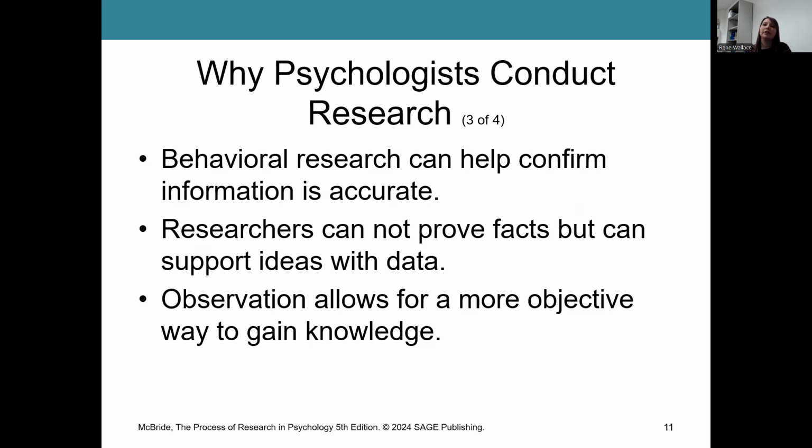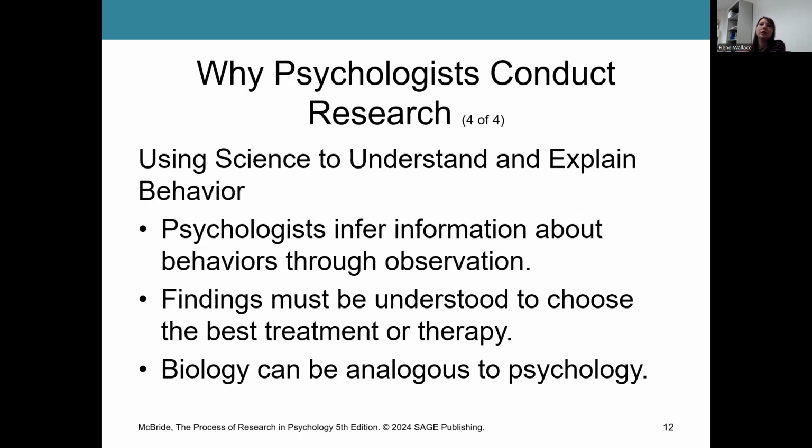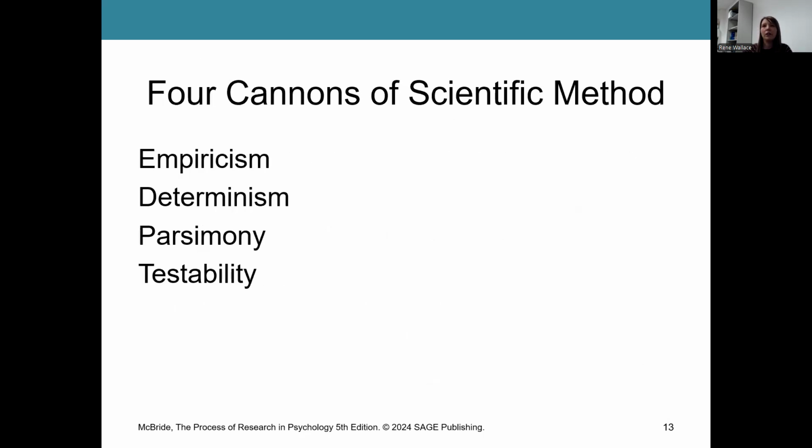And then observation allows for a more objective way to gain knowledge. So when we're using science, the scientific method to understand and explain behavior, we like to infer this information that we've gathered through direct observation. And then once we've observed, we can choose the best treatment or therapy based on past research. And we know that biology can be analogous to psychology, right? They're similar. We know that it's not one or the other. Maybe 100 years ago in psychology, we wanted people to choose nature versus nurture, but we know now that it's both. We know that they work together.